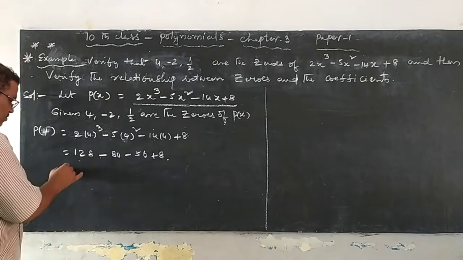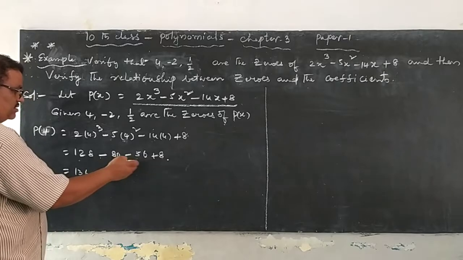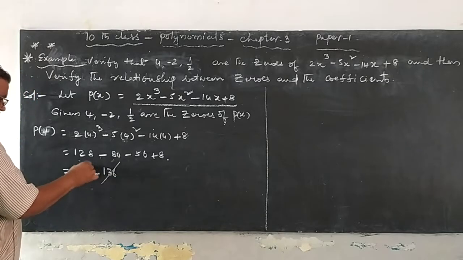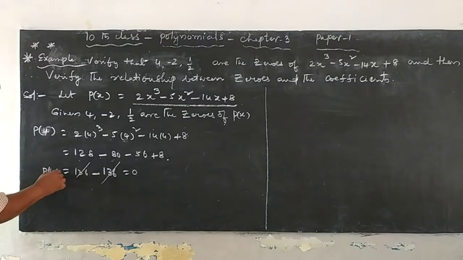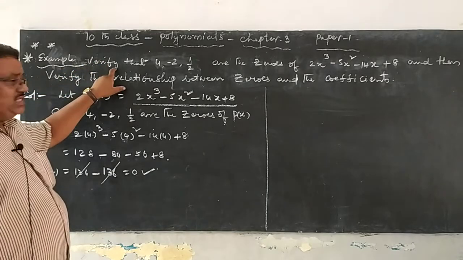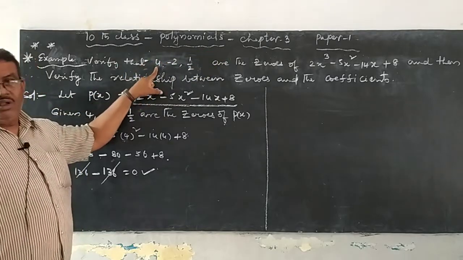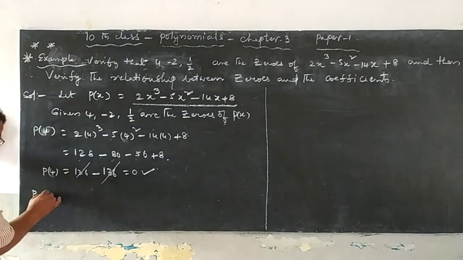128 plus 8 is 136, minus 80 minus 56. Just unit digit, 6 plus 0, like that. 136 minus 136 cancel, you get 0. Finally p of 4 is equal to how much? 0. Hence 4 is a zero of the given cubic polynomial p of x. In the similar manner we need to find each and every one. Here already given for us, verify that all are the zeros of the given polynomial. So we need to find p of 4, in the similar manner p of minus 2, in the similar manner p of 1 by 2. Now we need to find p of minus 2.